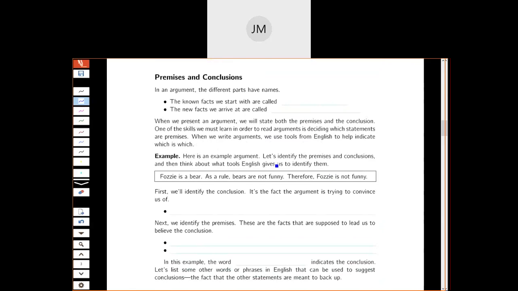All right, let's look at some more definitions. Premises and conclusions. In an argument, we have some facts that we start with as known facts. Those are called premises. And the new facts that we arrive at are called conclusions.